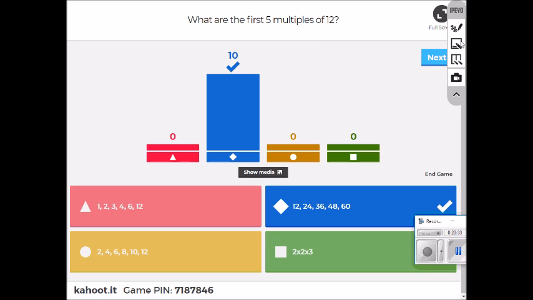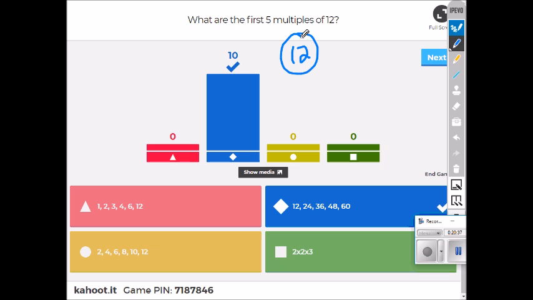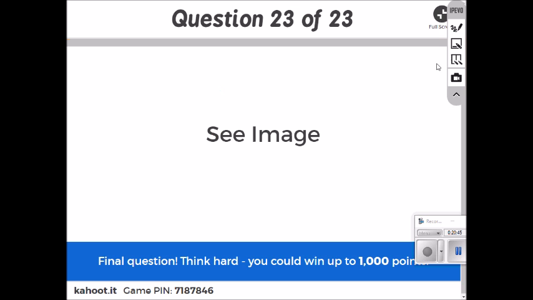All right. So multiples, remember, are always getting bigger. The first multiple of 12 is definitely always going to be itself, or the first multiple of any number is itself, and then you just count by that number. So 12, 24, 36, 48, 60. Okay?